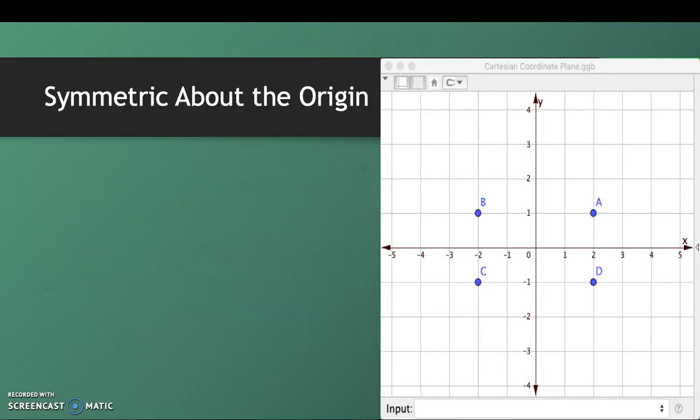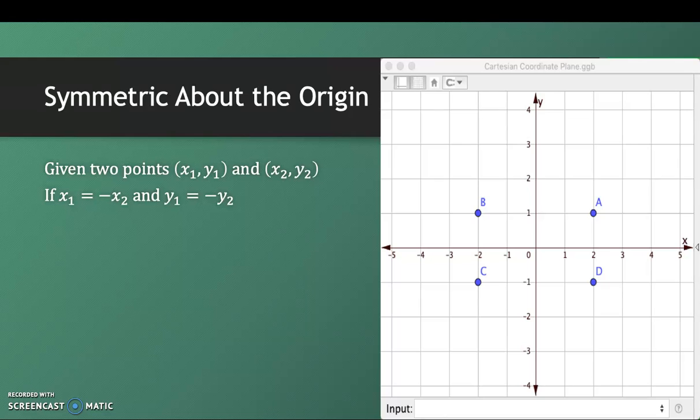For symmetric about the origin, given 2 points (x1, y1) and (x2, y2), if x1 equals negative x2 and y1 equals negative y2, where the x-coordinates and the y-coordinates are a negative of the other, then the 2 points are symmetric with respect to the origin.